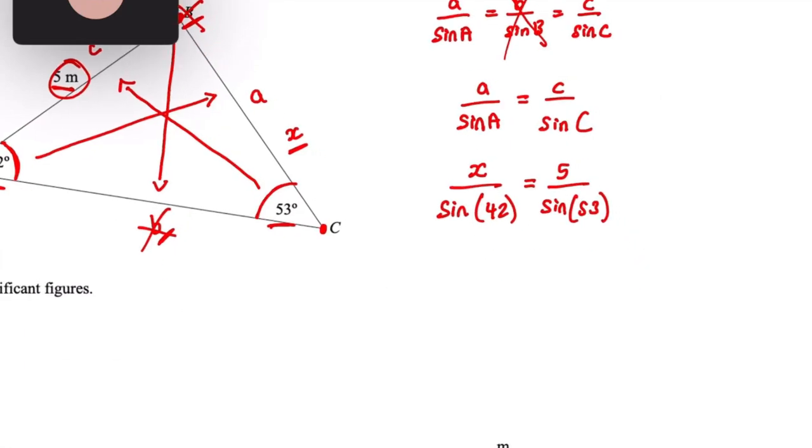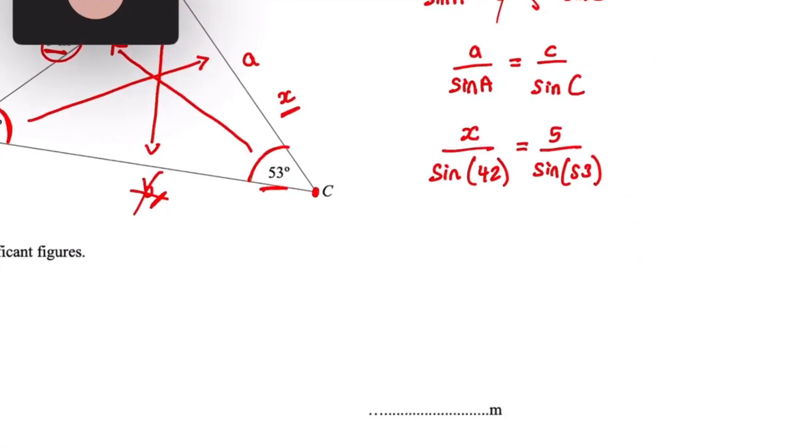Okay, so we've got our equation. All we're going to do now is rearrange this to make x the subject of the formula. At the moment, x is being divided by sine 42, but we don't want it to be divided by sine 42. We want x to be by itself. So we're going to do the opposite and bring sine 42 to the other side. We're going to multiply, because at the moment it's being divided.